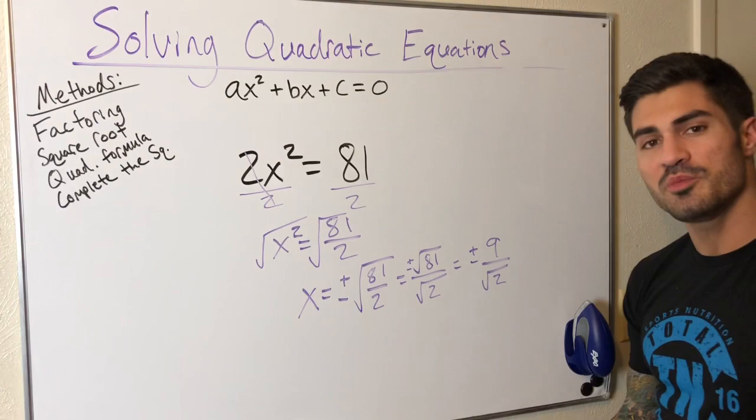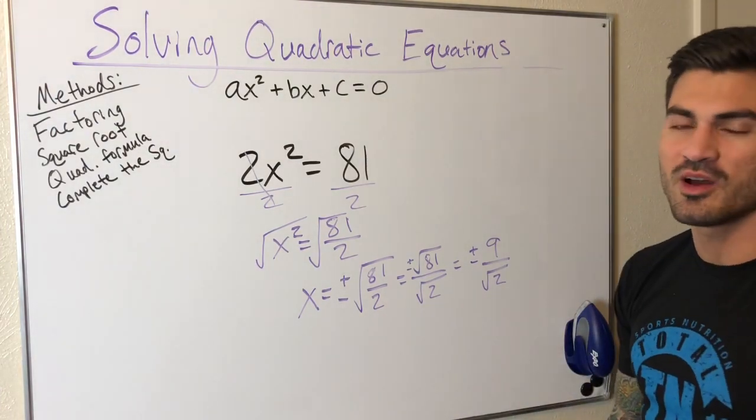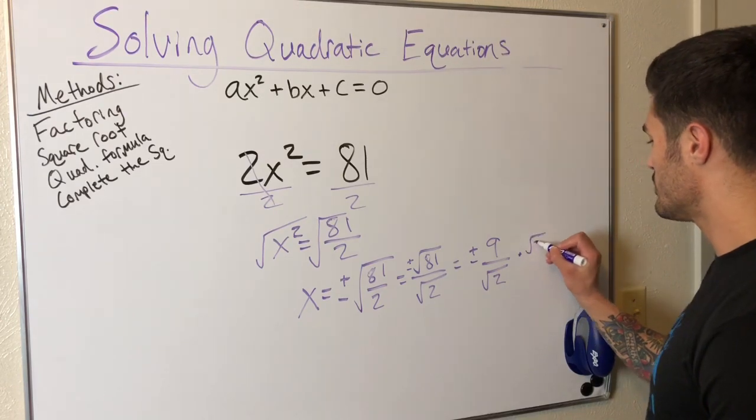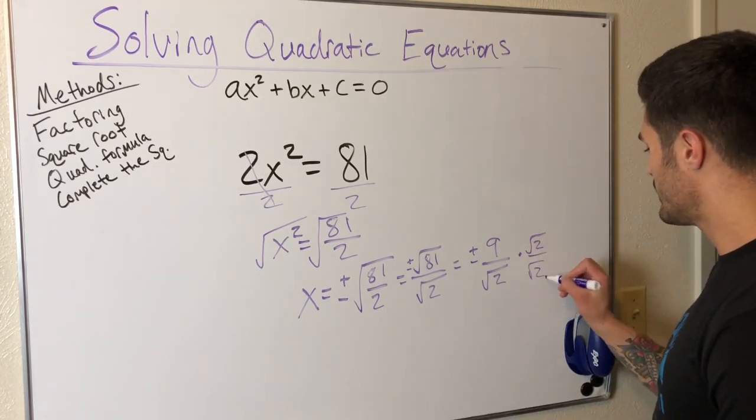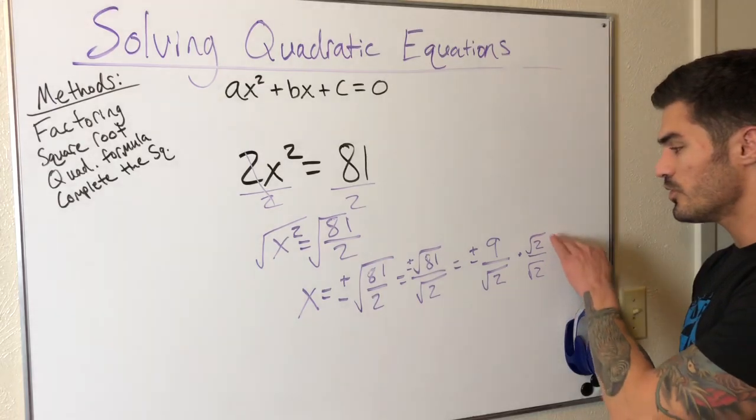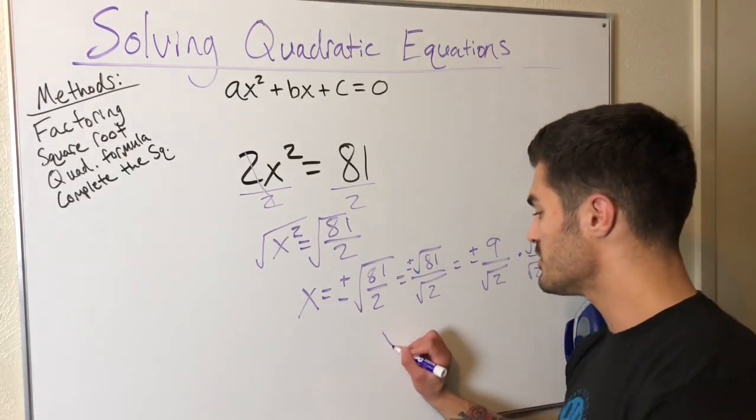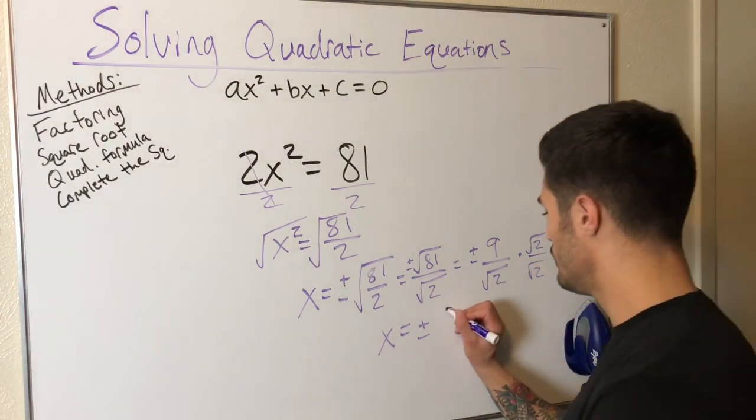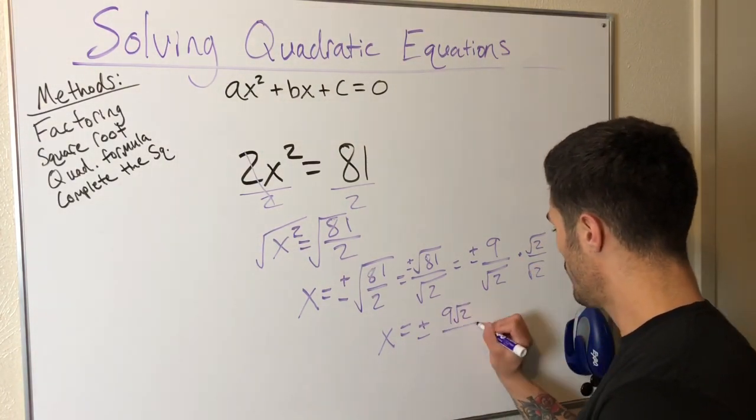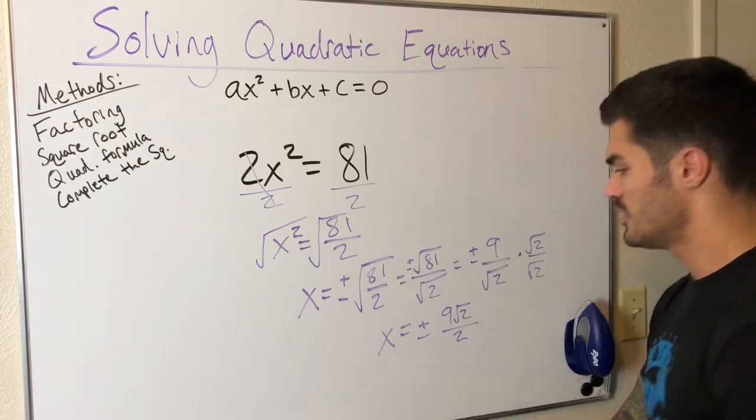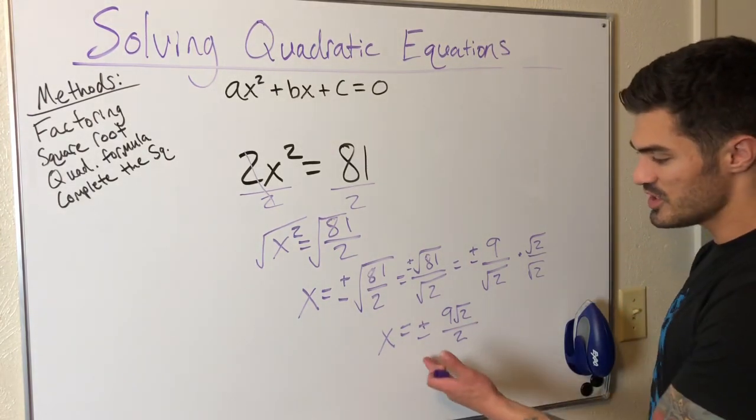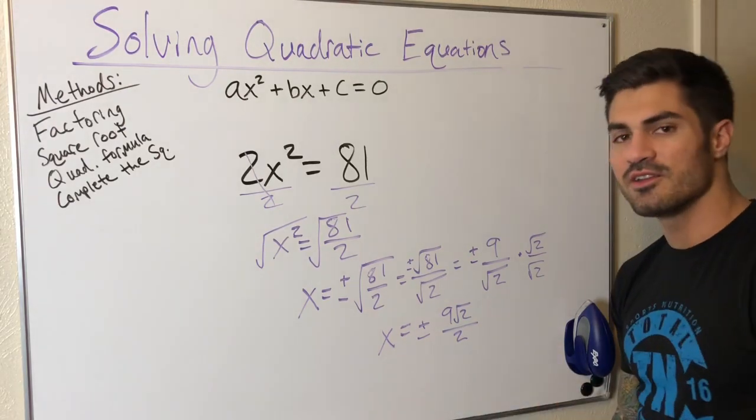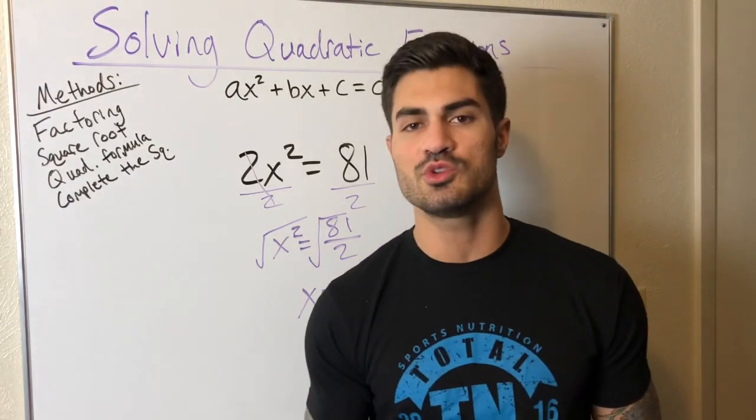And now if you want to be really pretty about it, you would rationalize the denominator. Although this is probably a fine answer, depending on the instructor you have, you can rationalize the denominator by multiplying by root 2 over root 2. So your final answer is x equals plus or minus 9 root 2 over 2. There we go. And what this means is x equals positive 9 root 2 over 2, and x equals negative 9 root 2 over 2. Those are our two solutions for x.